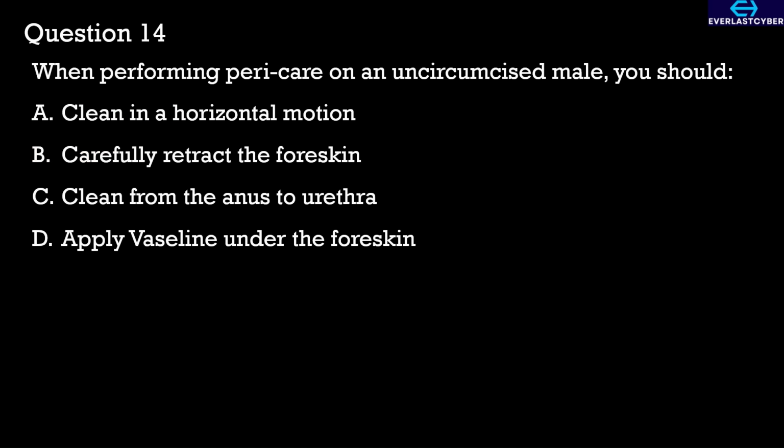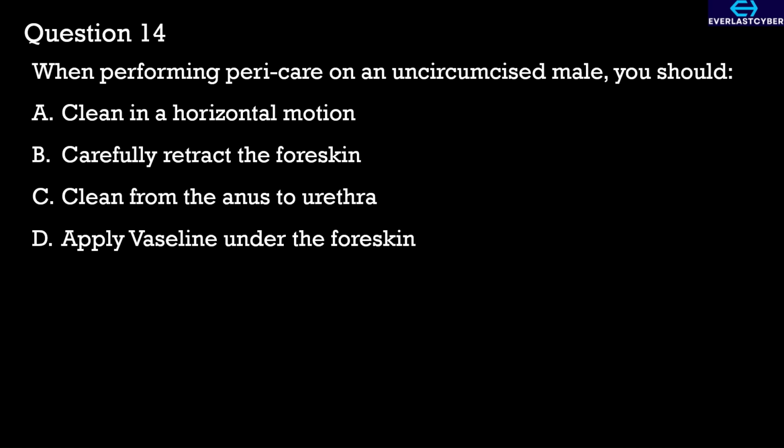Question 14. When performing pericare on an uncircumcised male, you should A. Clean in a horizontal motion. B. Carefully retract the foreskin. C. Clean from the anus to the urethra. D. Apply Vaseline under the foreskin. In option A, this is not a standard instruction. Cleaning should actually follow a front to back direction in order to avoid contamination.